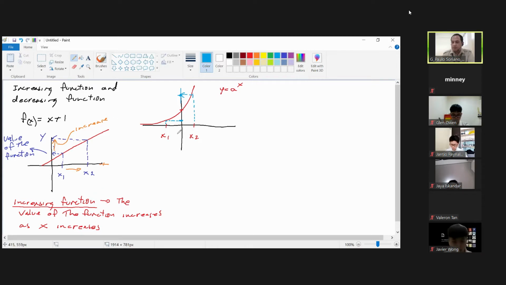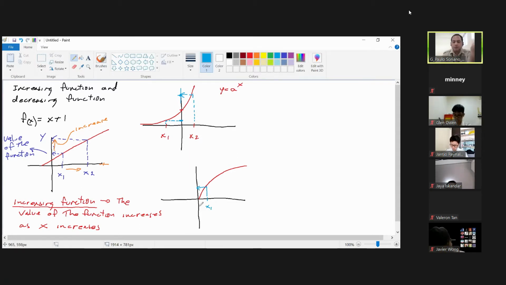Clear? Other possible graphs are also going to give you an increasing function. Remember your exercise on containers, filling containers with water. We can also have something like this. This one is still going to give us an increasing function. X1 is here.